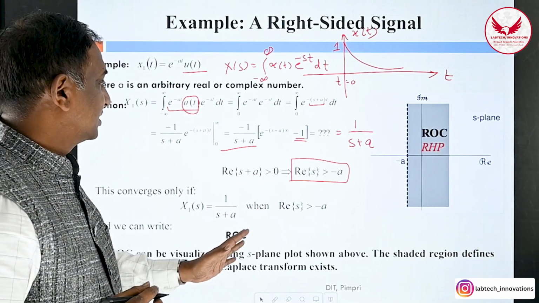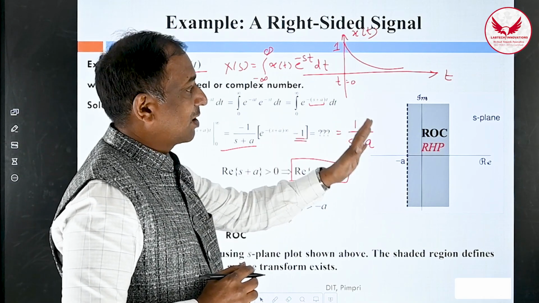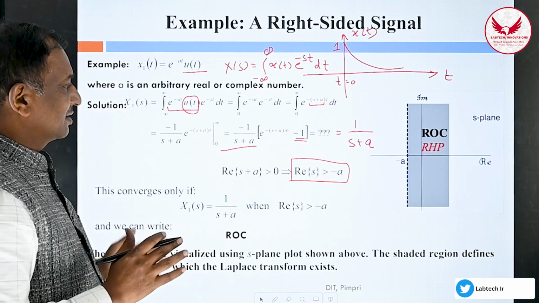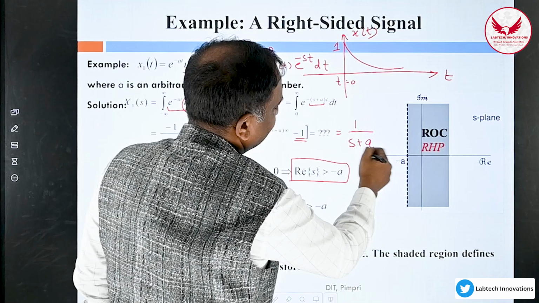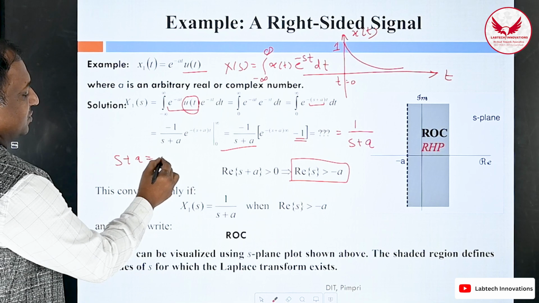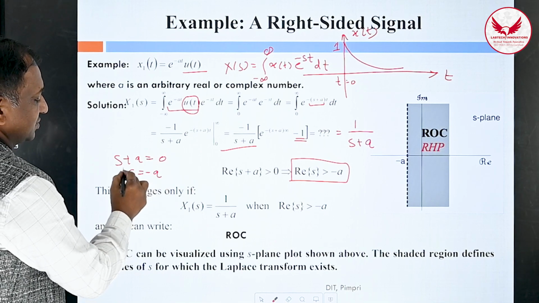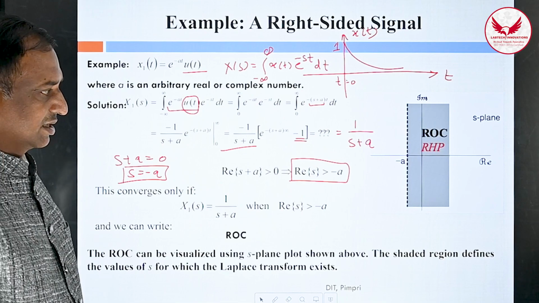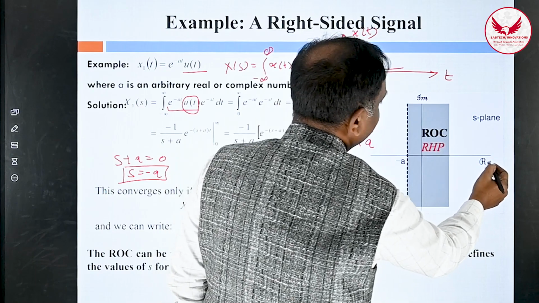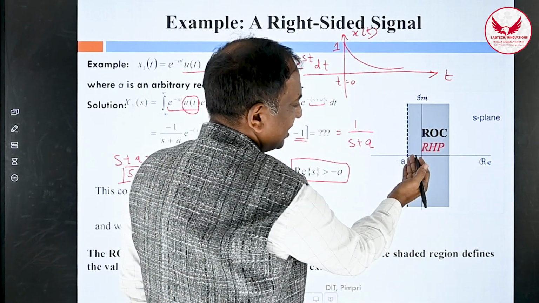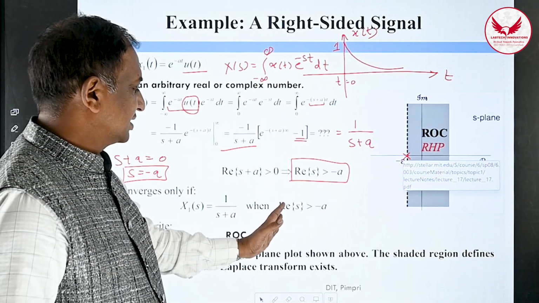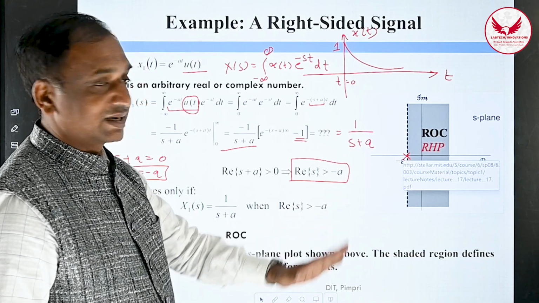The next thing is you find out the poles. If you want to plot the ROC, you should know where the pole is located. The pole is nothing but the denominator part. The roots of the denominator are called the poles. So that is s plus a is equal to 0, so s is equal to minus a. So the pole is located at s is equal to minus a. Just plot the s plane, real part of s, imaginary part of s, and minus a will be on this part, represented by the cross, and ROC is the real part of s greater than minus a.